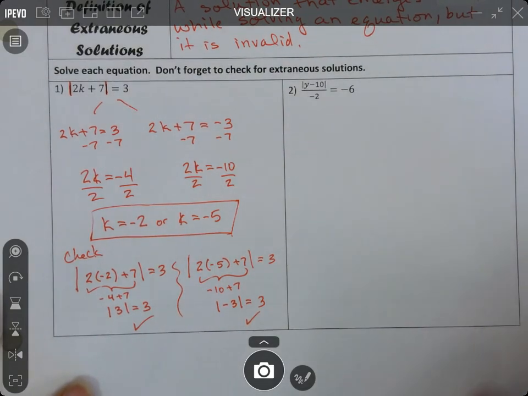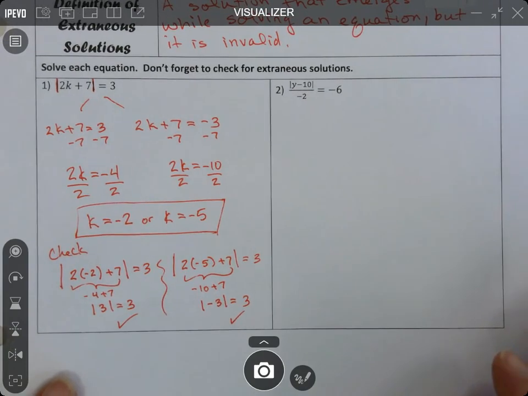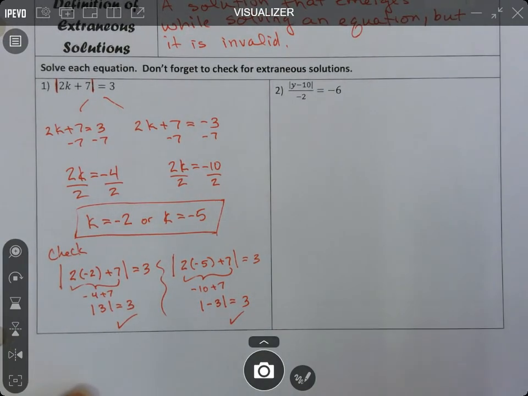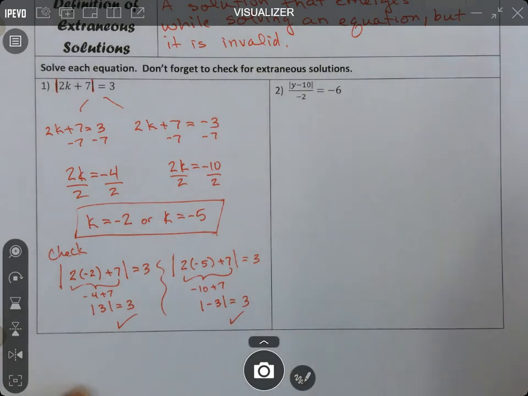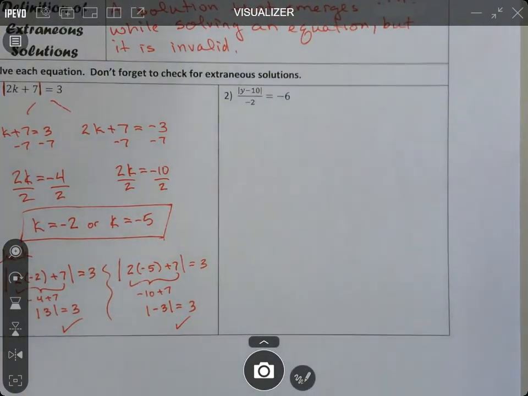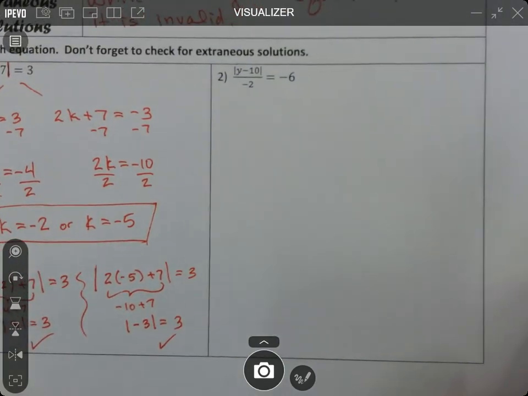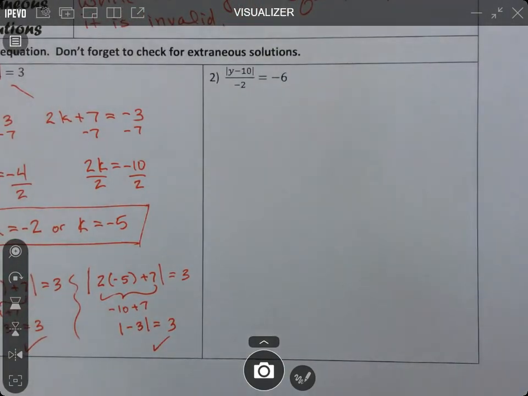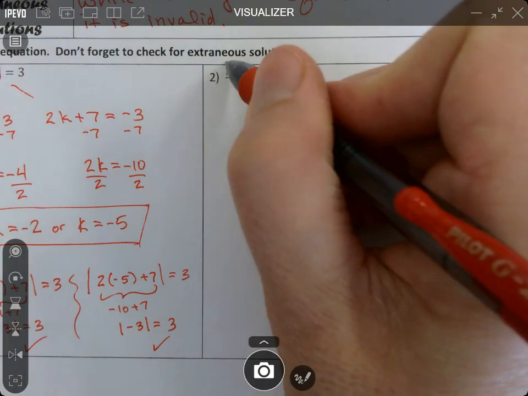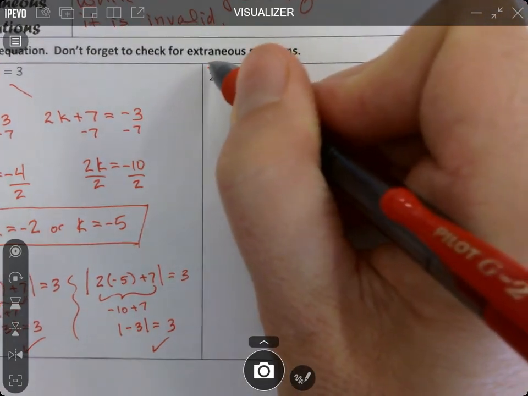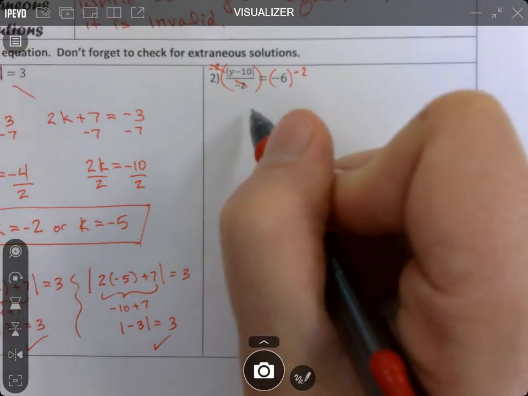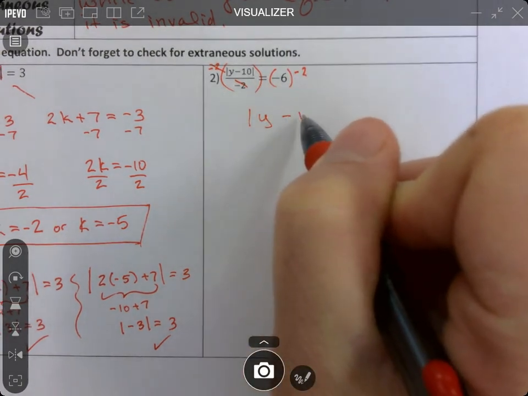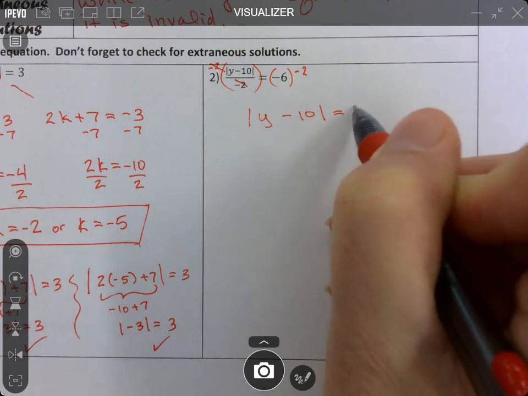Okay? Now, look at number 2. First thing in the steps was to isolate the absolute value. So is the absolute value by itself in number 2? No. All right, so what are you going to do? Multiply by what? -2. So it's divided by -2. We're going to multiply. We're not doing that to distribute. We're doing it to cancel. Multiply both sides by -2. So I have y minus 10 equals 12.